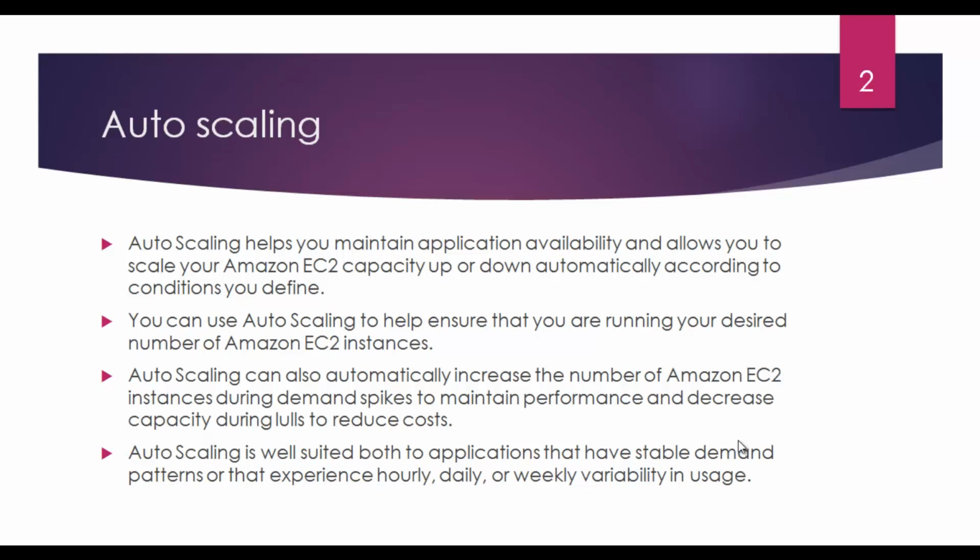Auto scaling helps you to maintain application availability and allows you to scale your Amazon EC2 capacity up or down automatically according to conditions you define. You can use auto scaling to help ensure that you are running your desired number of Amazon EC2 instances. Auto scaling can also automatically increase the number of Amazon EC2 instances during a demand spike to maintain performance and decrease capacity during lulls to reduce cost. So that's what auto scaling is all about.